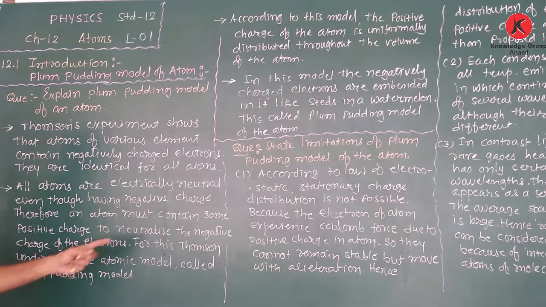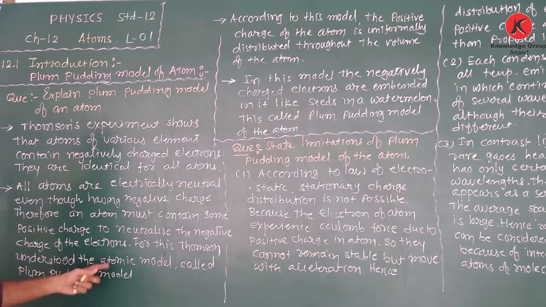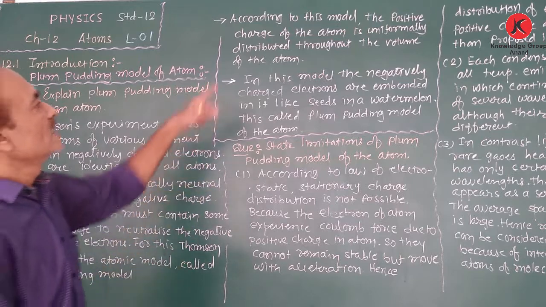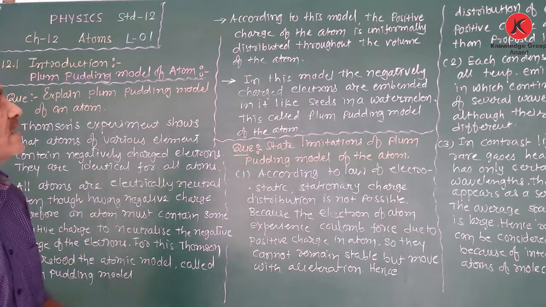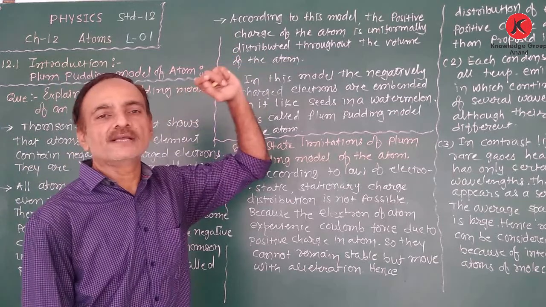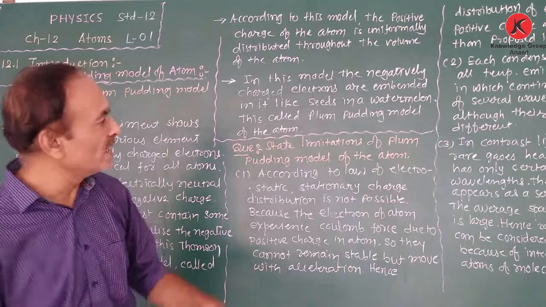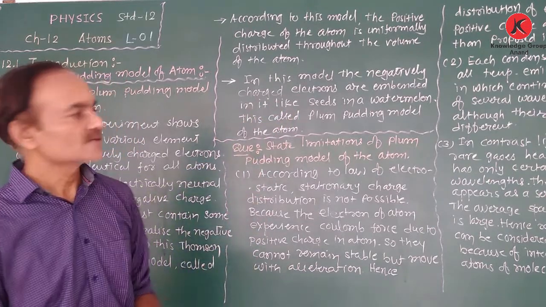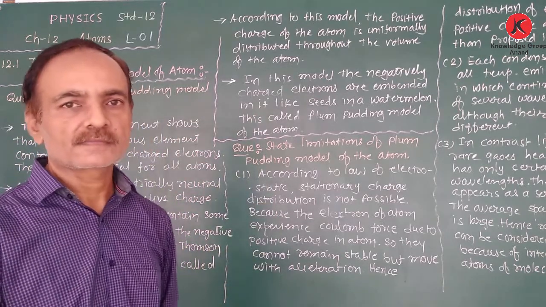For this purpose, Thomson introduced an atomic model that is known as the Plum pudding model. In this model, the positive charge of the atom is uniformly distributed throughout the volume of the atom, while the negatively charged electrons are embedded in it like seeds in a watermelon. So that is known as the Plum pudding model of the atom.